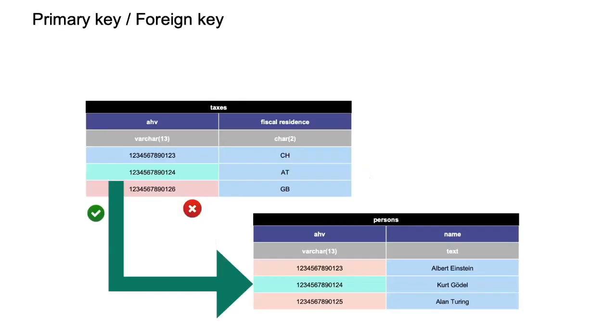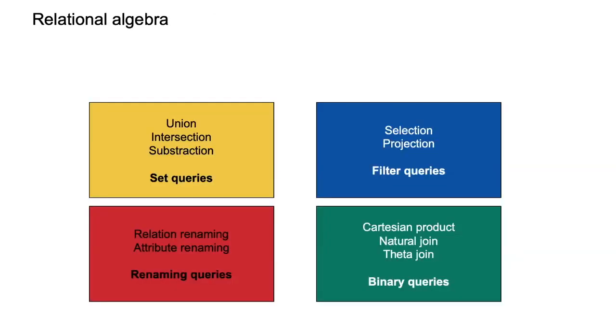We saw that it's good practice to spread your data over multiple tables. And when you do that, you have a link between the tables because a table can point to another table. This is called the primary key, foreign key idea, right? So you can have persons that have the primary key AHV number, that is their identifier. And you can point to that from another table, that's called the foreign key. For example, you have the taxes and you map the social security numbers to fiscal residence. Then you have a foreign key pointing to a primary key.